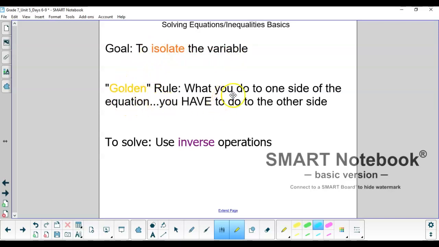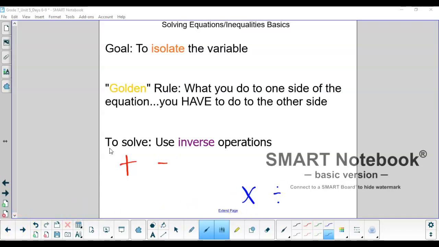The golden rule is whatever you do to one side of an equation, you have to do the exact same thing to the other side. And then anytime we're solving equations, we're basically working backwards to find the answer. We're using inverse operations. And if you don't know what the word inverse means, it's a synonym for the word opposite. So if the problem has an addition problem, we're going to be using subtraction to solve it. If the problem is a multiplication problem, we're going to use division to solve it. So we're going to use our opposite operations. If you don't know what your opposite operations are, adding and subtracting are opposites, and multiplying and division are opposites to each other.